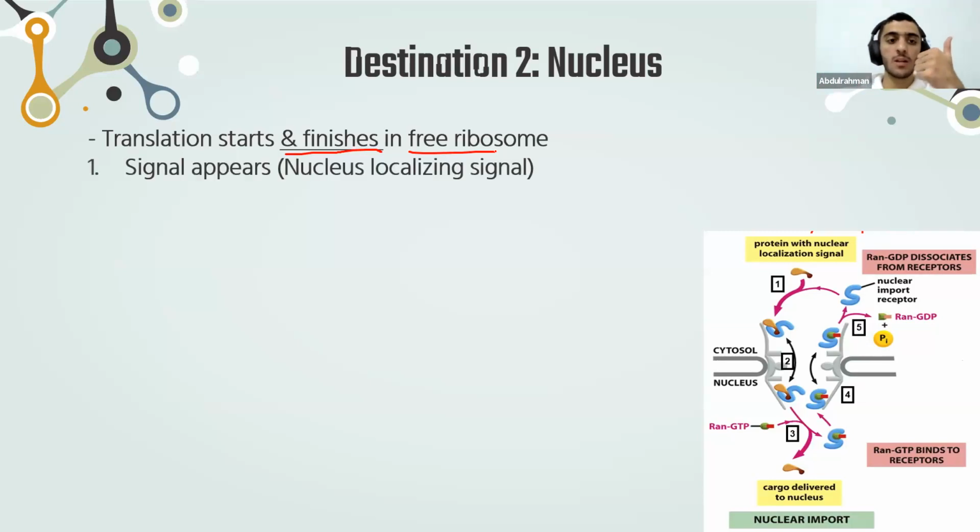So what is the first step? Signal. What is the signal for the stuff that goes to the nucleus? Has an easy name. Nucleus localizing signal. It says I'm located to the nucleus.